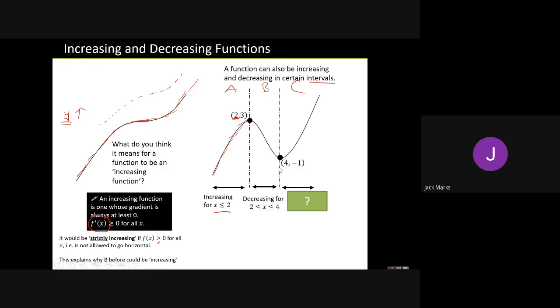How about B? Well, it's decreasing between 2 and 4. All of these tangents have a negative gradient. And finally, it's increasing for x greater than 4.